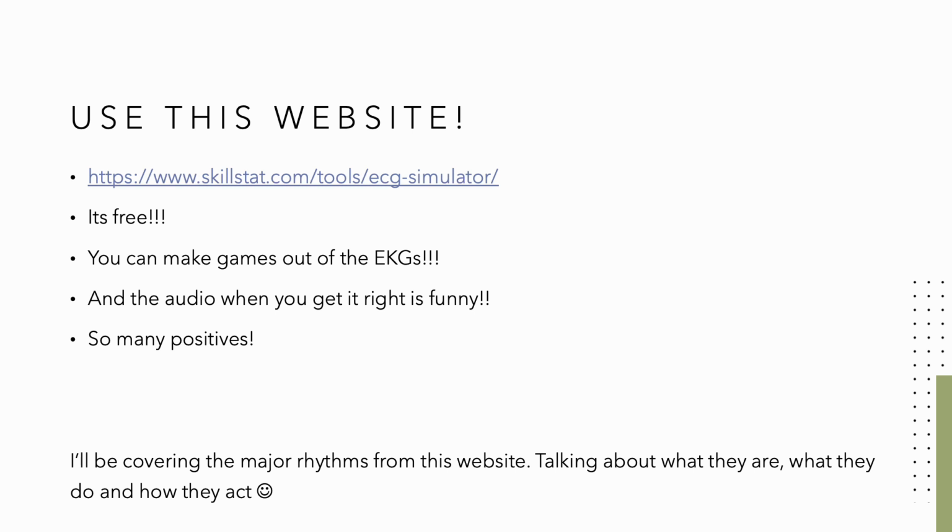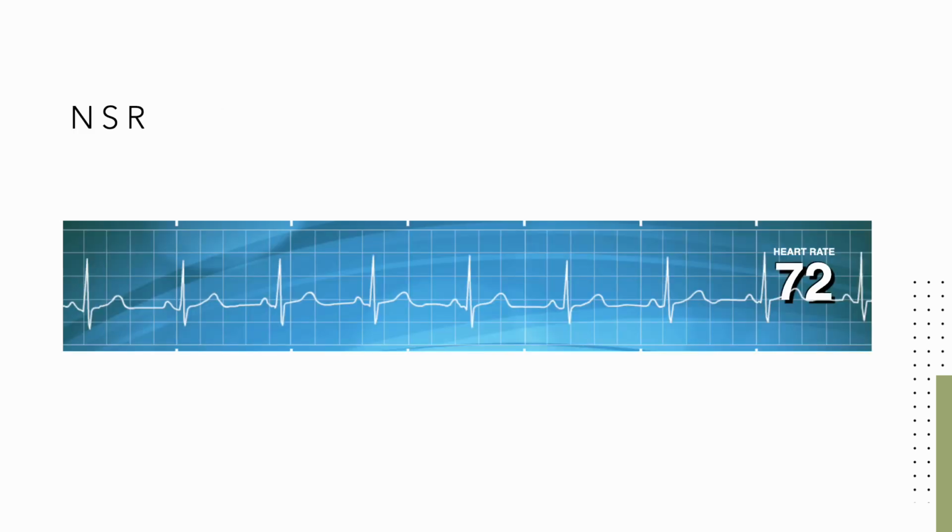So now on to our first rhythm. Normal sinus rhythm is first on our list. Sinus rhythm is defined by the presence of a normal upright P wave before every QRS complex. This is because the rhythm is originating from the SA node, and therefore its rate is between 60 to 100 beats per minute. This is what we think of as the normal person's heart.